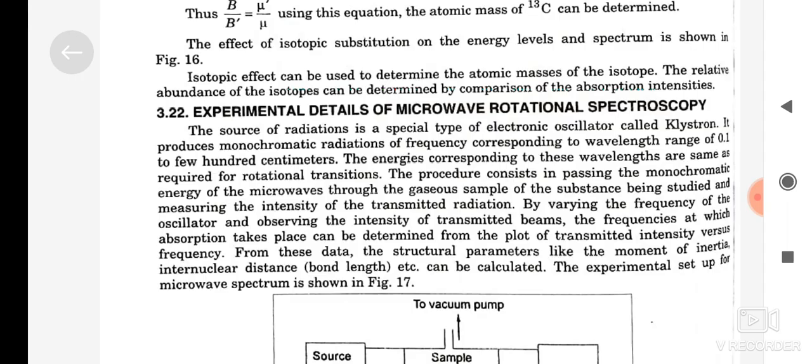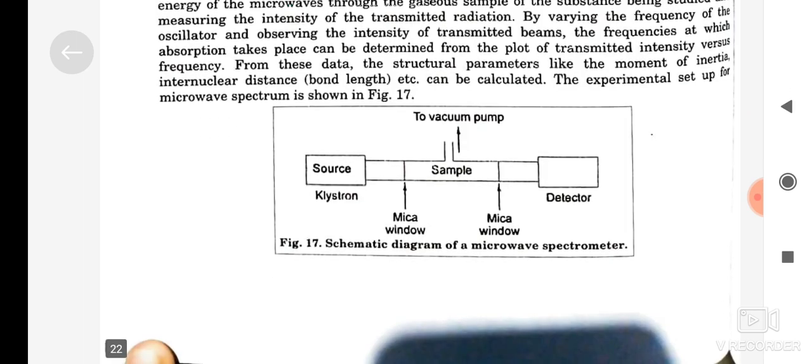The procedure consists of passing the monochromatic energy of the microwave through the gaseous sample of the substance being studied and measuring the intensity of the transmitted radiation. By varying the frequency of the oscillator and observing the intensity of the transmitted beam, the frequency at which absorption takes place can be determined from the plot of transmitted intensity versus frequency. From these data, the structural parameters like the moment of inertia and internuclear distance can be calculated. The experimental setup for the microwave spectrum is shown in figure 17.